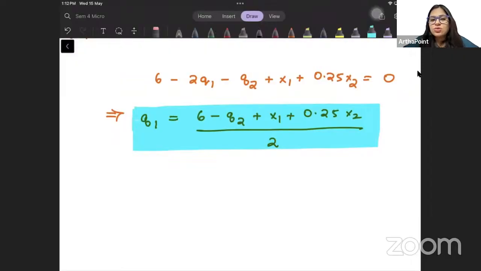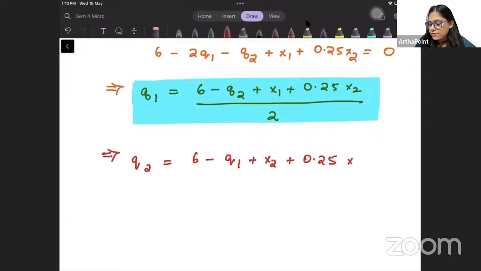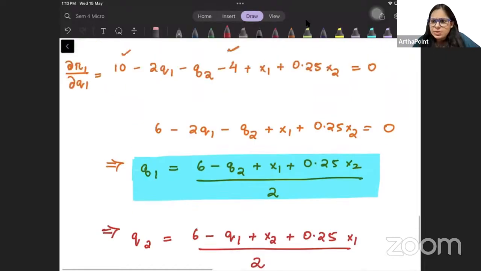Okay, so now firm 1 and firm 2 will have symmetric profit functions. As firm 1's looked, everywhere Q1 is replaced by Q2 and X1 by X2, and you get firm 2's profit function. It is going to be symmetric, right beta? So on similar lines, Q2 will look like 6 minus Q1 plus X2 plus 0.25 X1, divided by 2, because firm 1 and firm 2 are symmetric in nature. Symmetric means they have very similar profit functions.